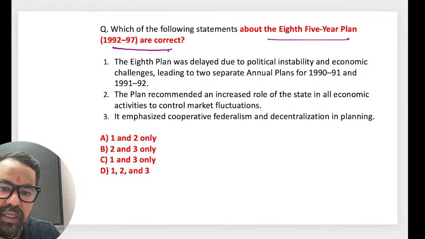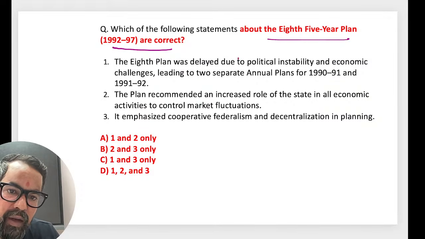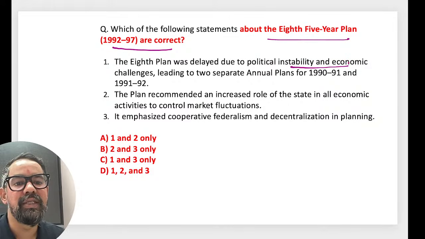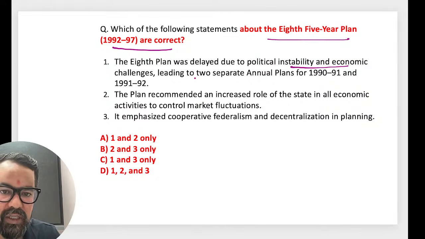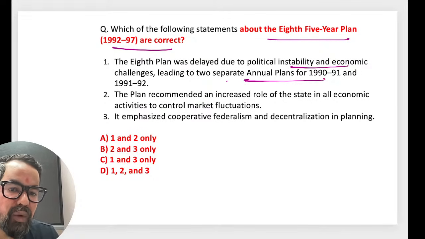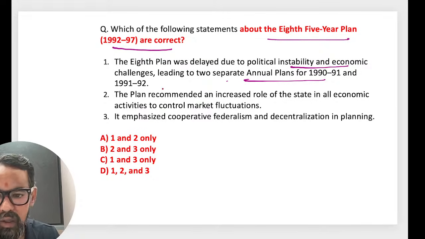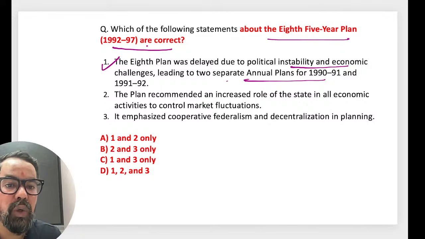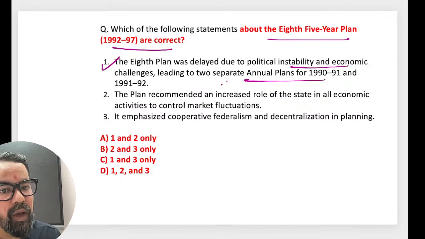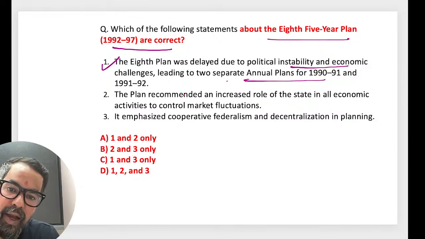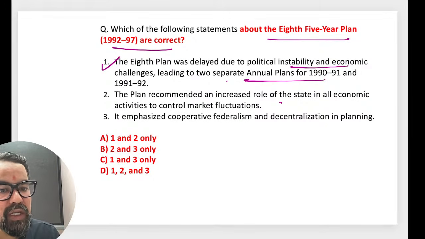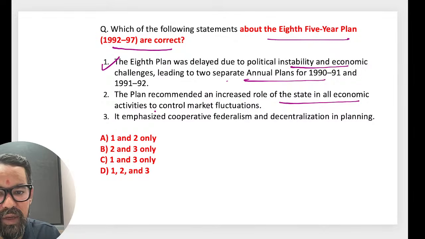So C आपका the 8 5-year plan was delayed due to political instability and economic challenges, leading to 2 separate annual plan 1990, 91 and 1992. ठीक है, so that is true ना. So that Indira Gandhi case was there. ठीक है, so during that particular period we come up with the rolling plan. They use actually known as rolling plan. ठीक है, the plan recommendations. The 8 5-year plan recommendations to increase role of state in all economic activities and control the market fluctuations आपका.